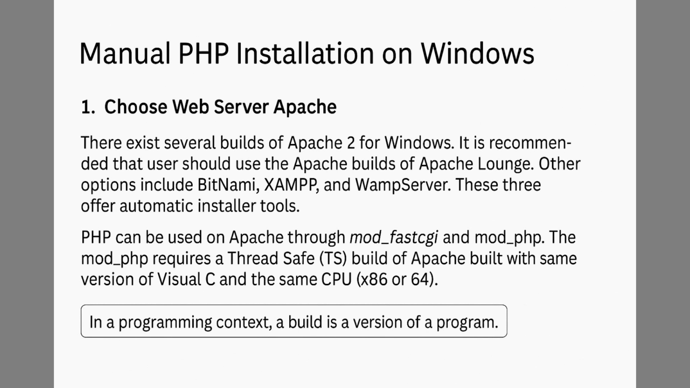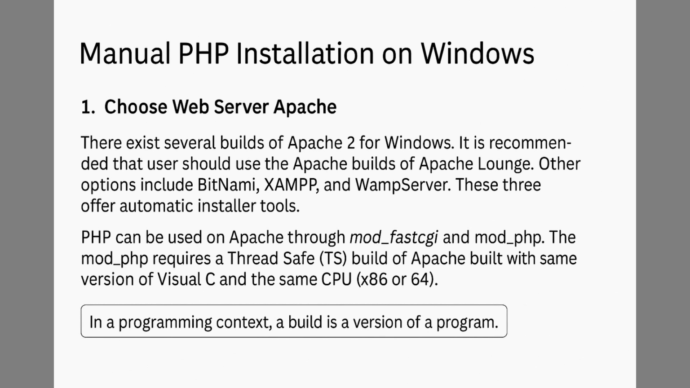execute faster. When using mod_php, it's very important that you download the correct thread-safe (TS) build of both PHP and Apache. This means the PHP version and Apache version must be built with the same Visual C++ compiler version, for example, Visual C++ 2019, and must match your system's architecture, either 32-bit x86 or 64-bit x64. This compatibility ensures that PHP can communicate smoothly with Apache without crashing or causing runtime errors.